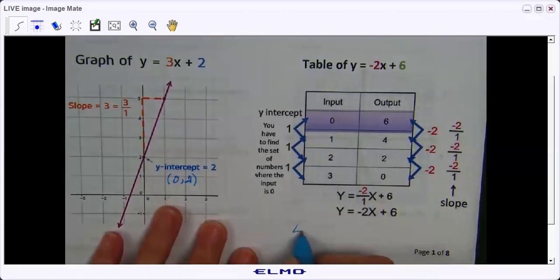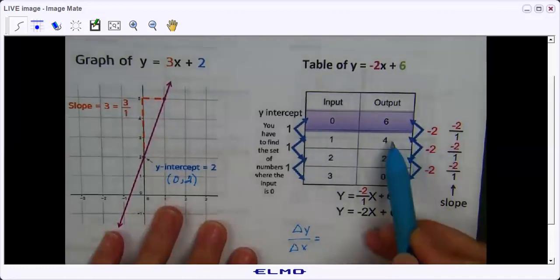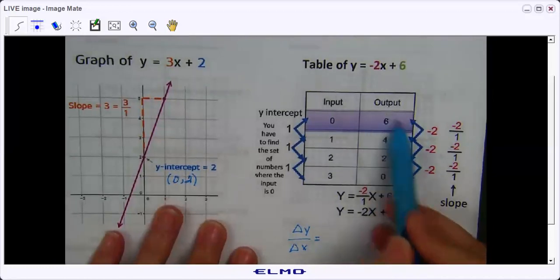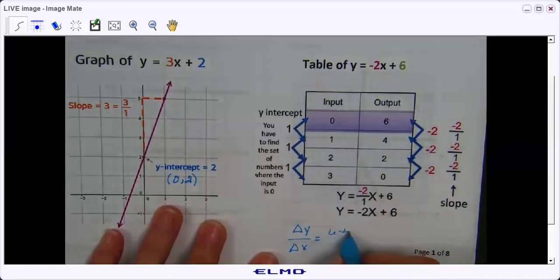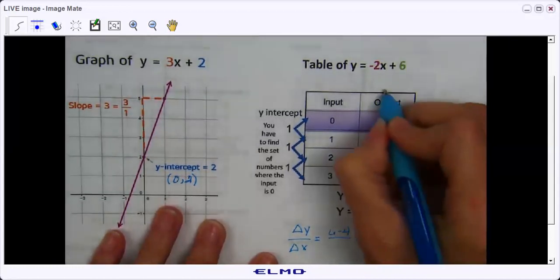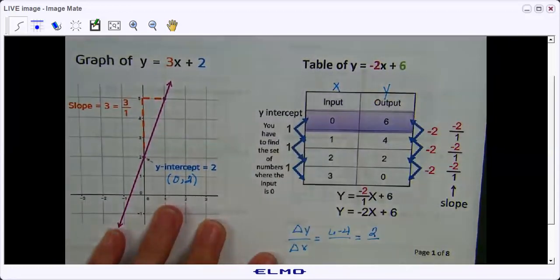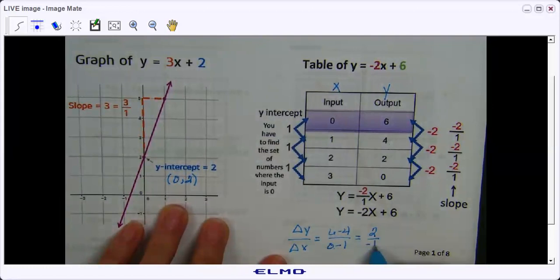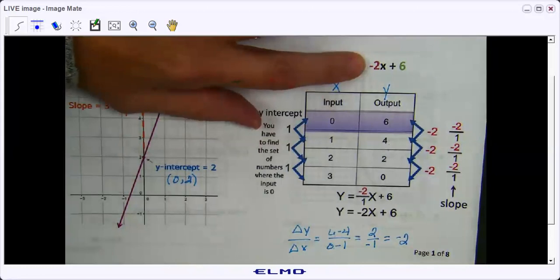Well, to take your change in y over your change in x, you would say, okay, what is the difference between my two y's right here? Well, it's 6 minus 4, right? And that equals 2. So my change in y is just the difference between two of my y's. This represents y, this represents x. And then the denominator is my change in x, or my difference between two x's, 0 minus 1, which is negative 1. So my slope here is negative 2, and that's how they got negative 2 here.